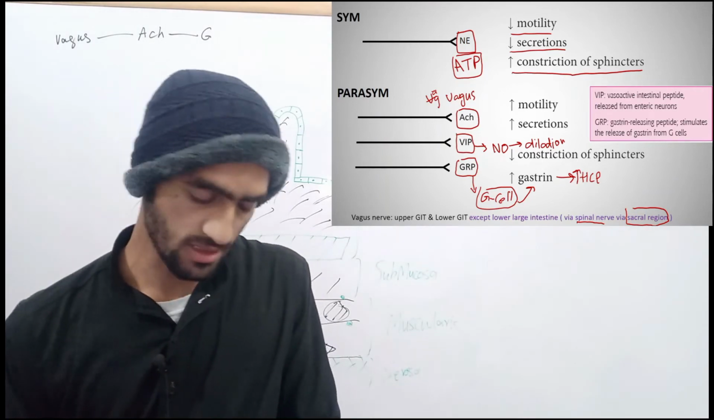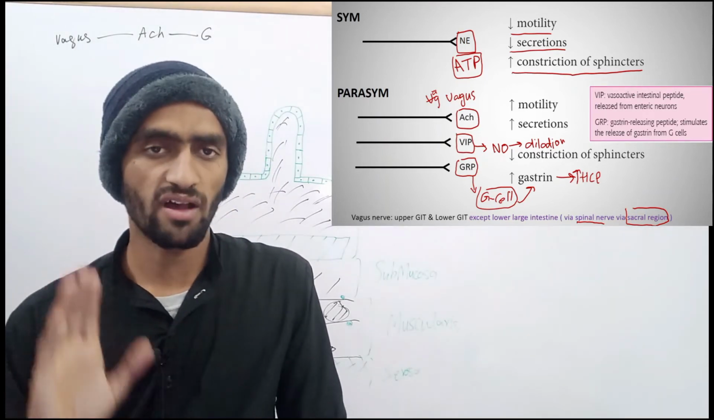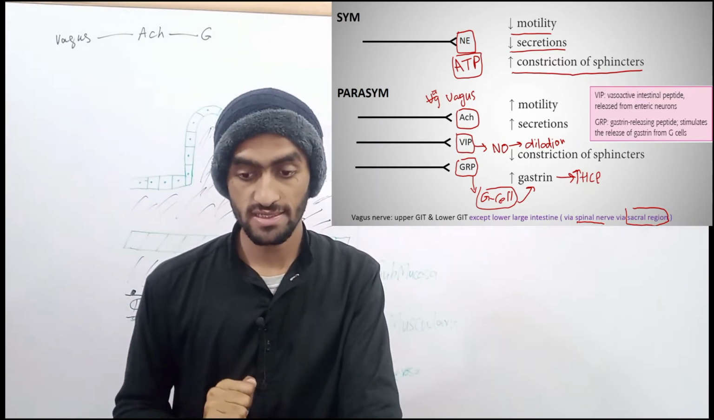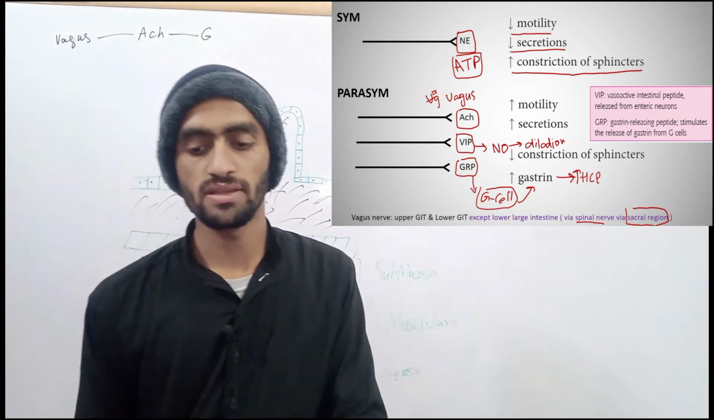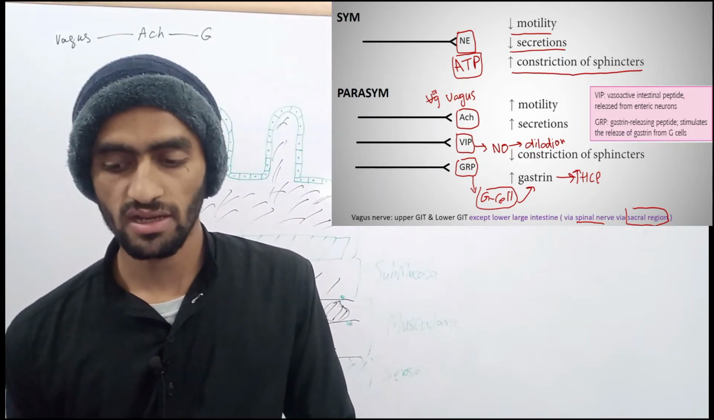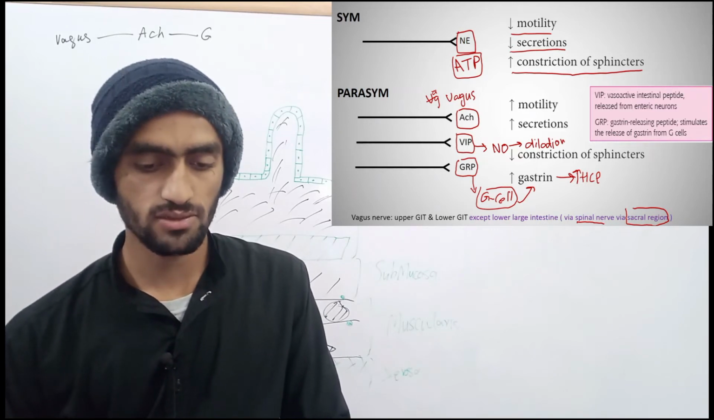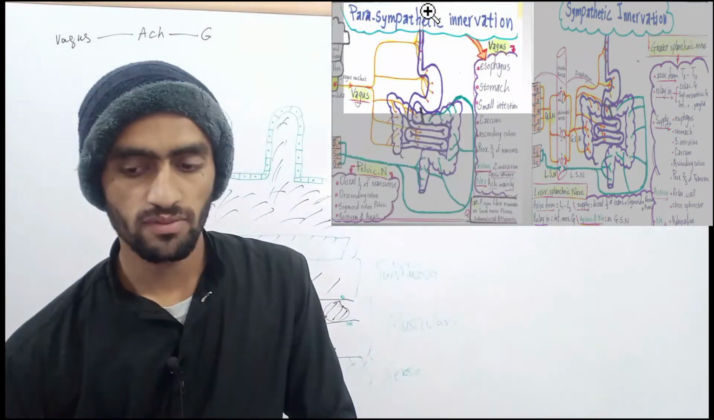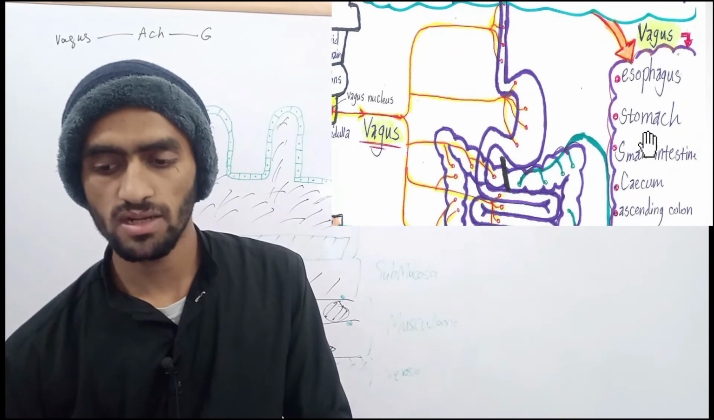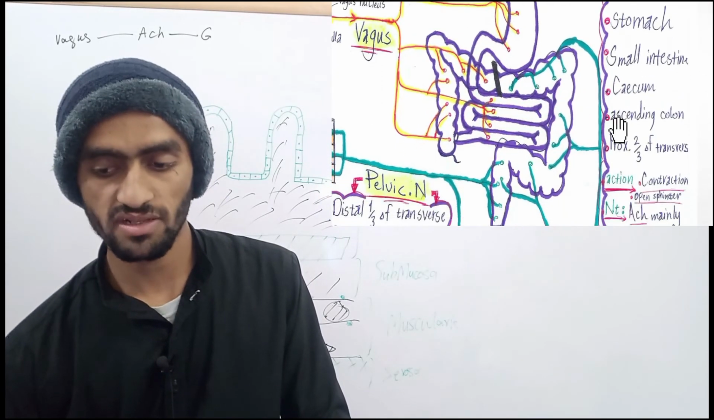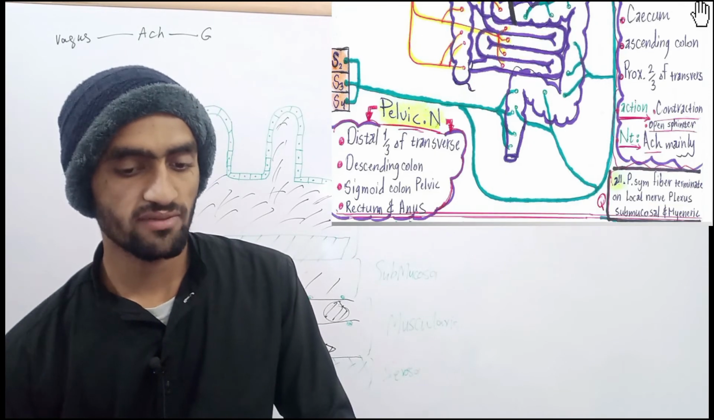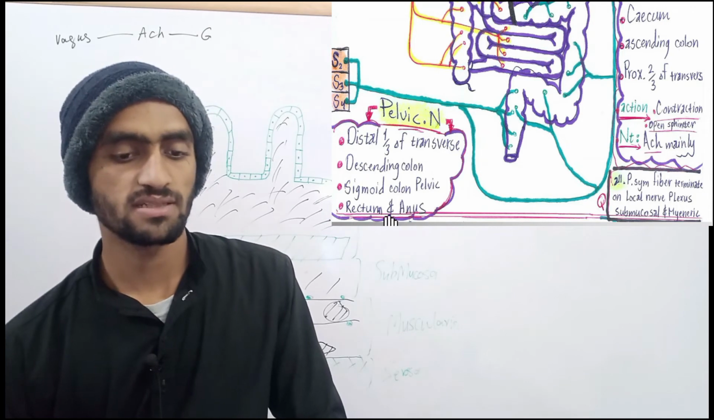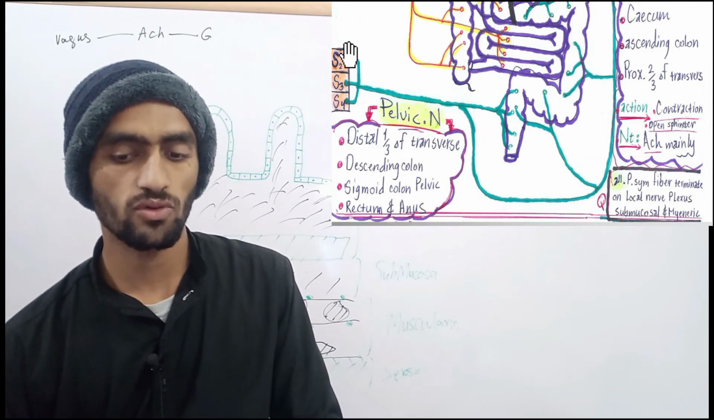Another important piece of information is that the vagus nerve innervates our upper GIT and lower GIT except the lower large intestinal part, which is innervated by spinal nerves from the sacral region. You can see in this diagram. Vagus nerve innervates stomach, esophagus, small intestine, cecum, ascending colon, proximal 2/3 of transverse colon, while distal 1/3 of transverse colon, descending colon, sigmoid colon, pelvic, and rectum of anus are innervated by the sacral region, S2, S3, S4.